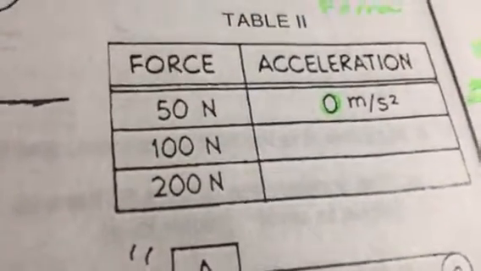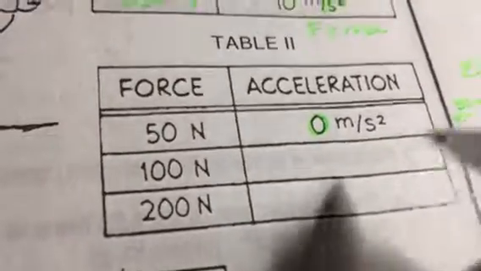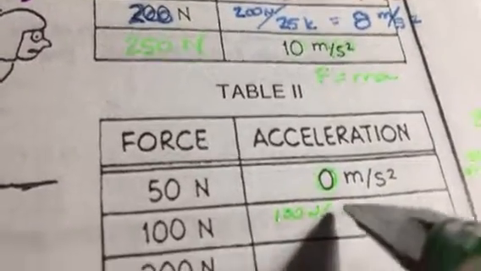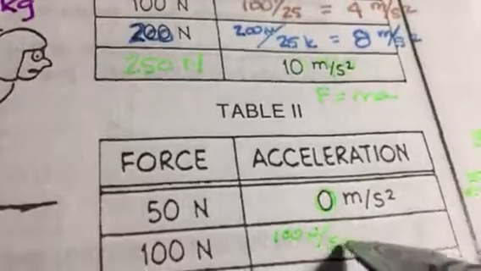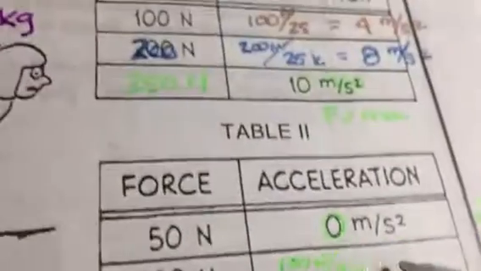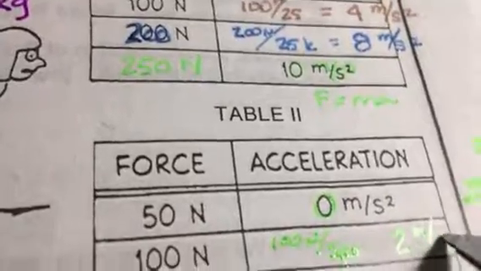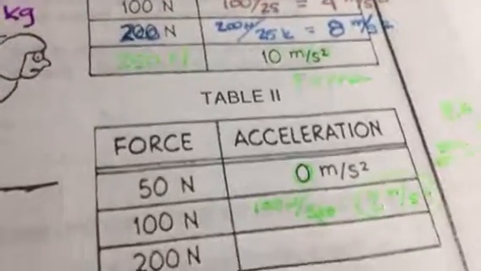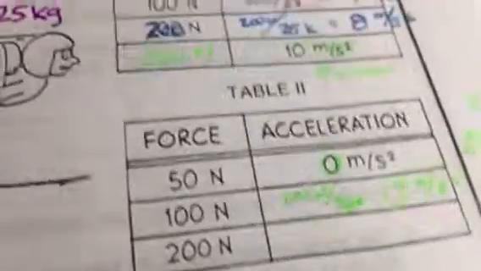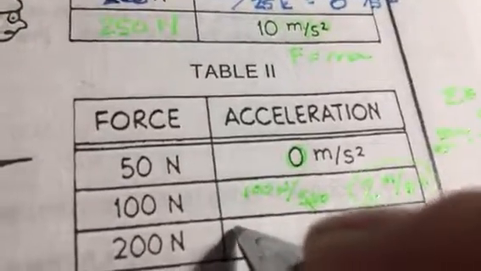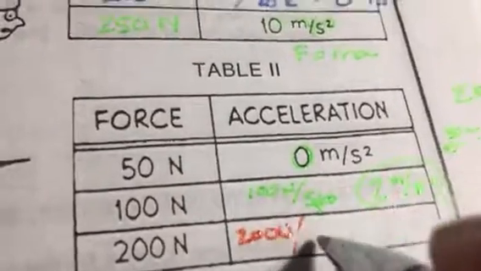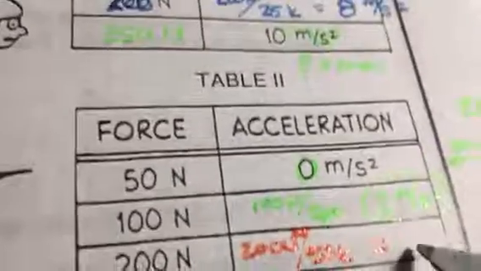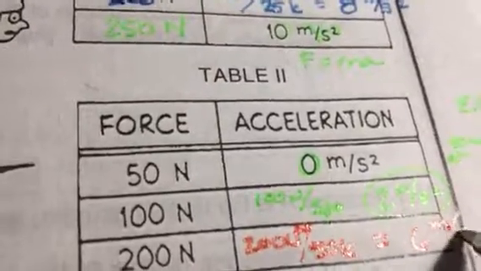What if our force is 100 newtons? Our formula is that acceleration is force divided by mass, 100 newtons divided by 50 kilograms. So our acceleration is 2 meters per second squared. And if our force is 200 newtons, we have 200 newtons divided by 50 kilograms equaling 6 meters per second squared.